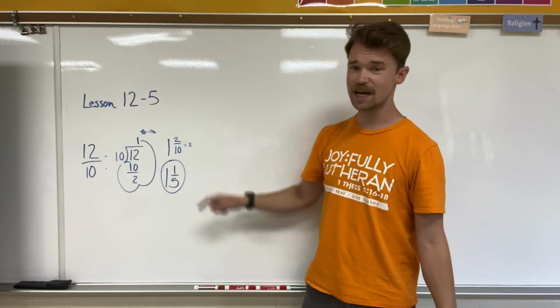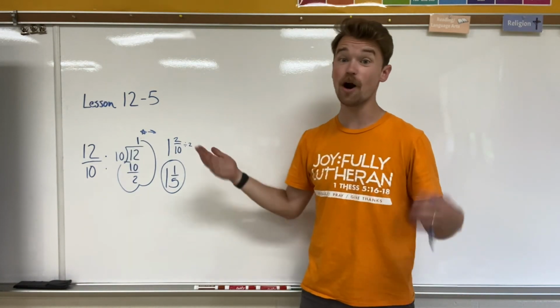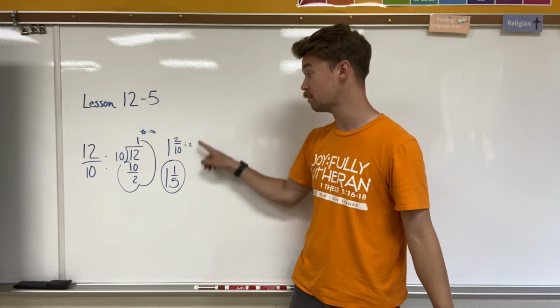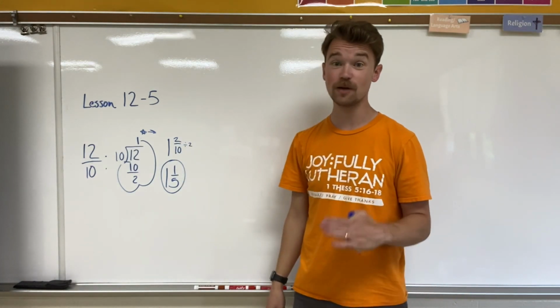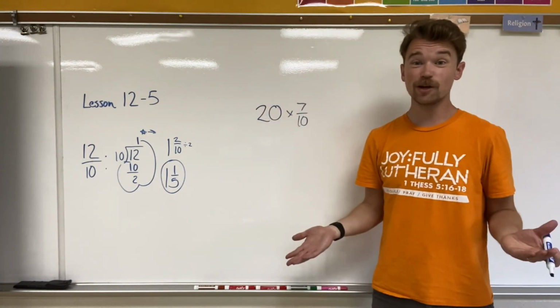But 1 and 2 tenths is not in simplest form. 2 and 10 are both even numbers and can be divided by 2. 2 divided by 2 is 1, 10 divided by 2 is 5, so my answer would be 1 and 1/5. So let's take a look at a problem in the book.